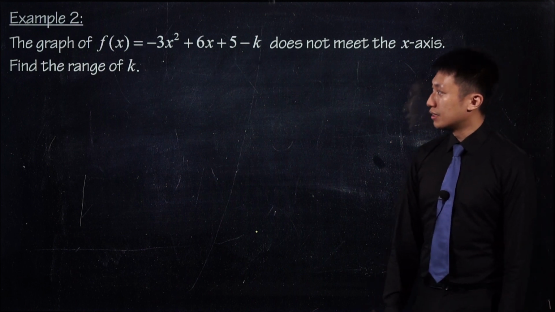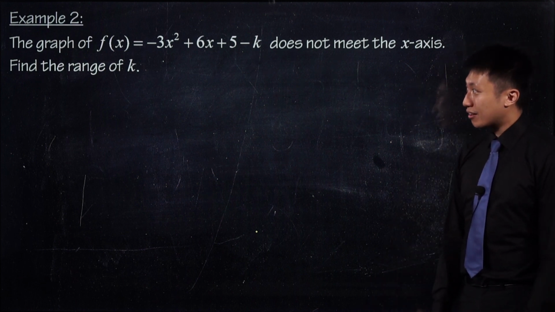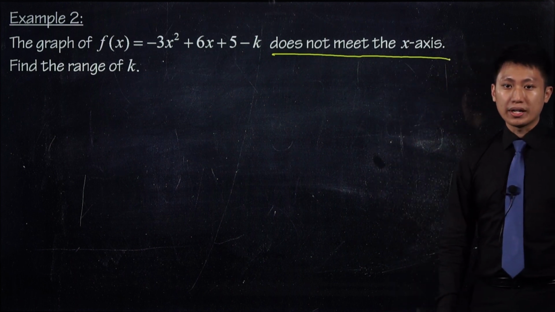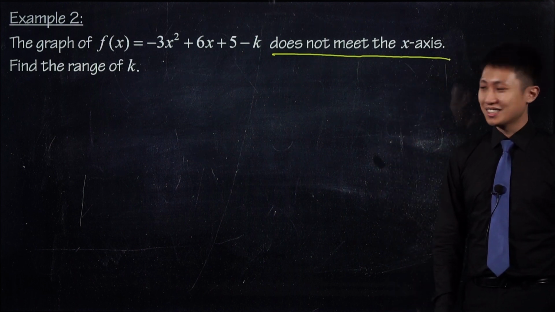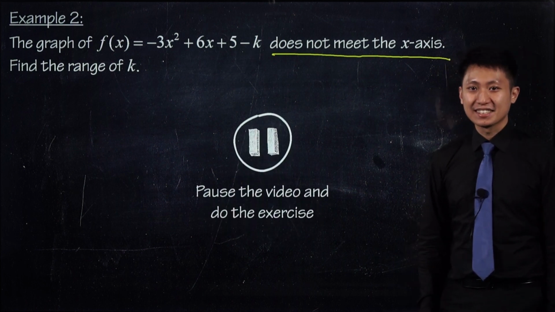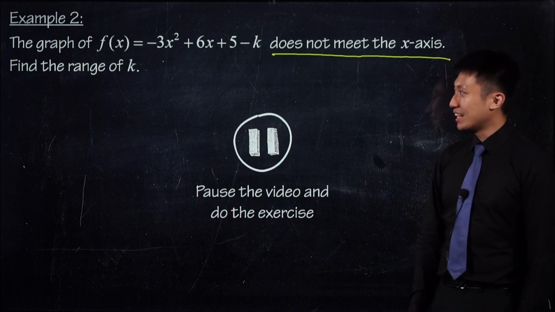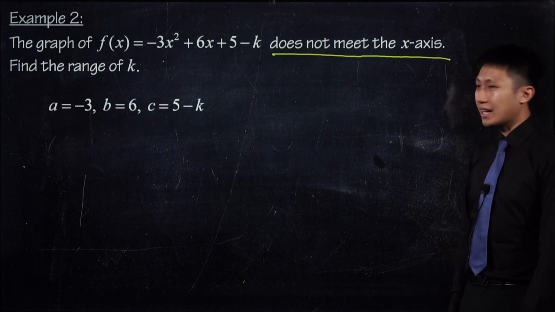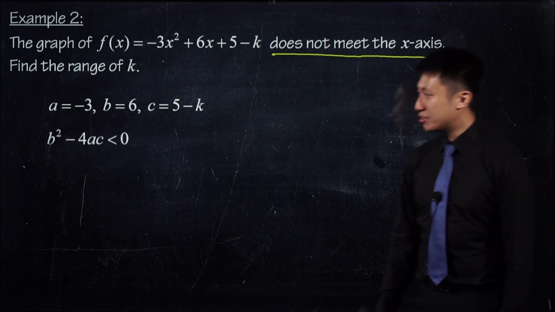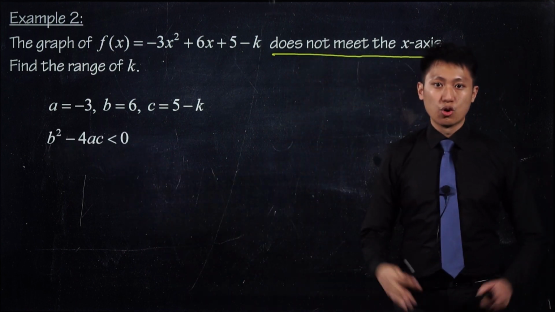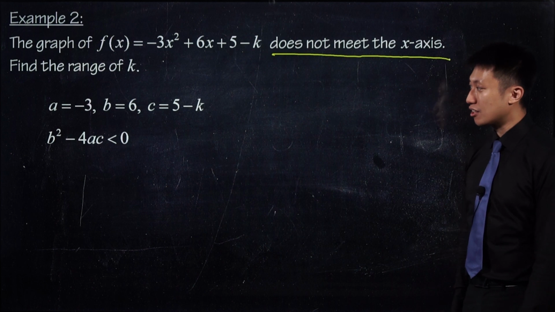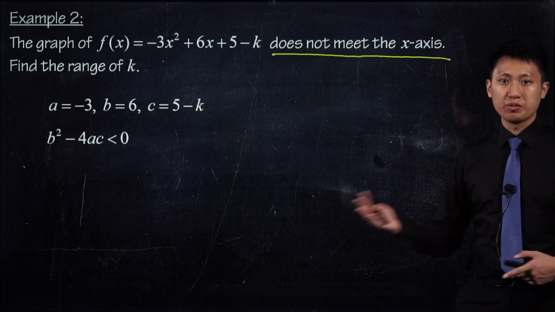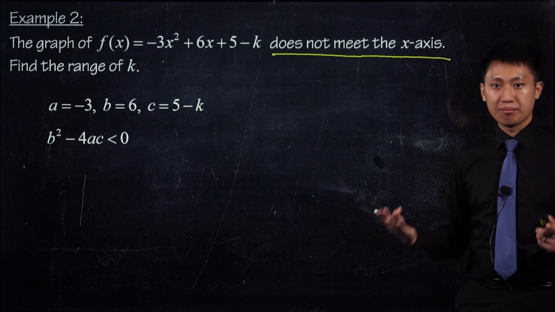Okay, now this one I want you to try it. Okay, the graph does not meet the x-axis. What does it mean? Okay, you think about it. Pause the video and try this. All right, so let's come back to this. So does not meet the x-axis means b squared minus 4ac is less than 0. No real roots. Okay, so that's why does not meet, or no x-intercept, or no intersection with the x-axis. They mean the same thing.